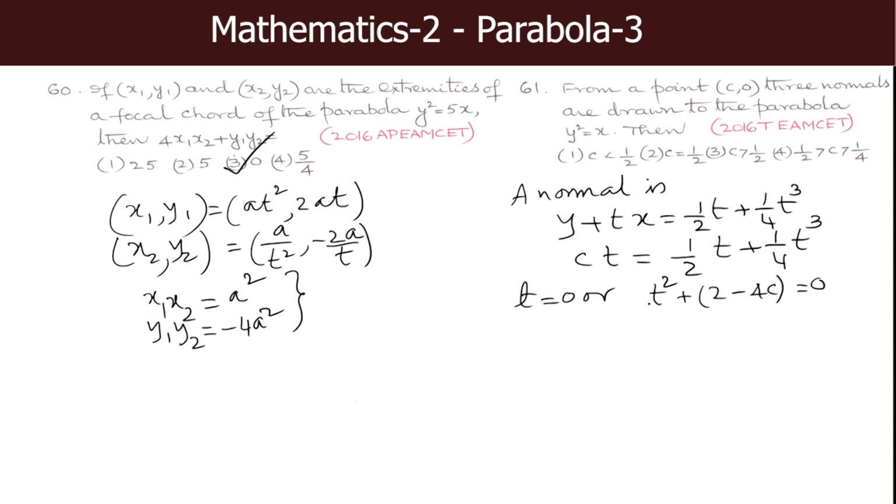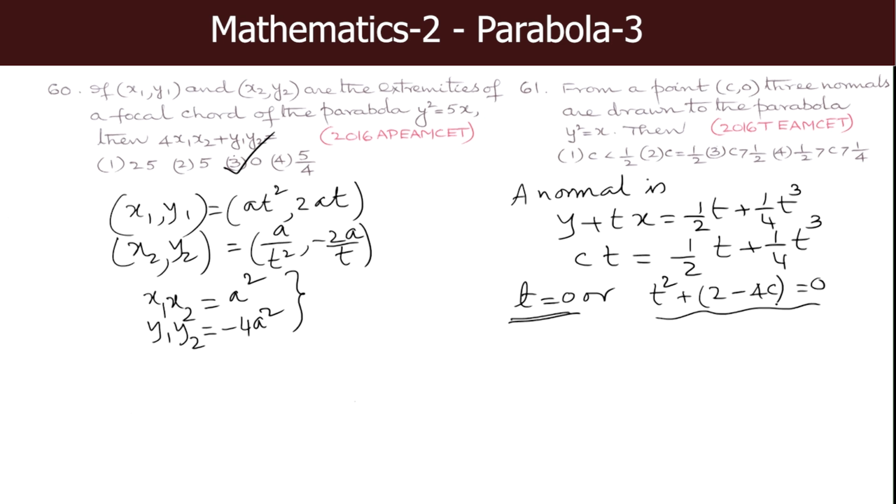So, one possibility is t = 0. If t is not equal to 0, you can cancel and write the equation as the quadratic in t, that is t² + 2 − 4c = 0. Now, because 3 normals are drawn to the parabola, one normal corresponds to t = 0, that is the axis of the parabola. The parameters of the points at which the 2 other normals pass through (c, 0) are given by this quadratic. This must give 2 distinct values for t.